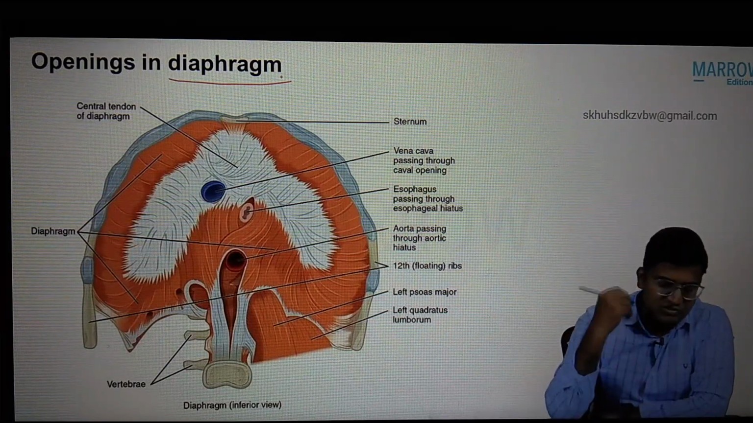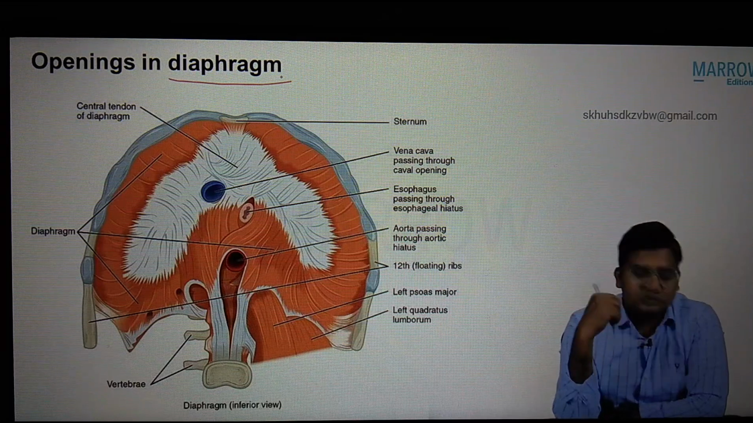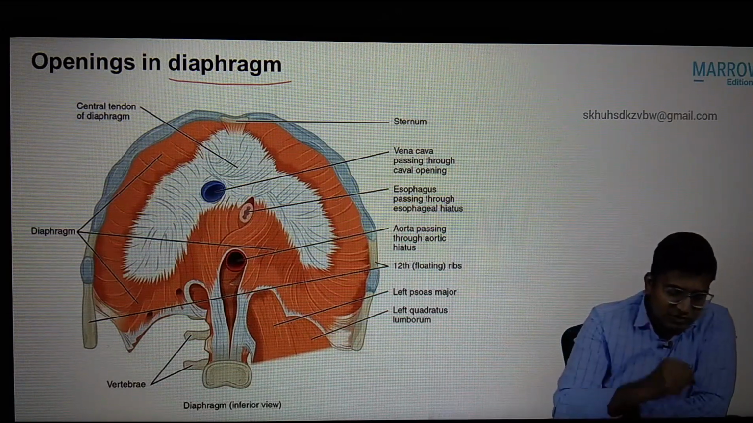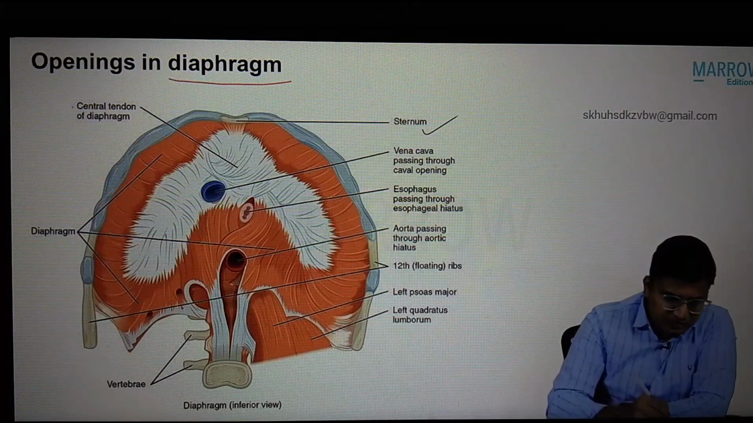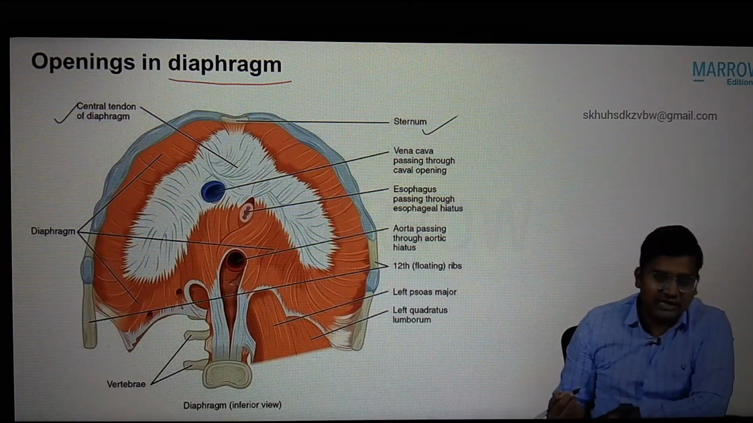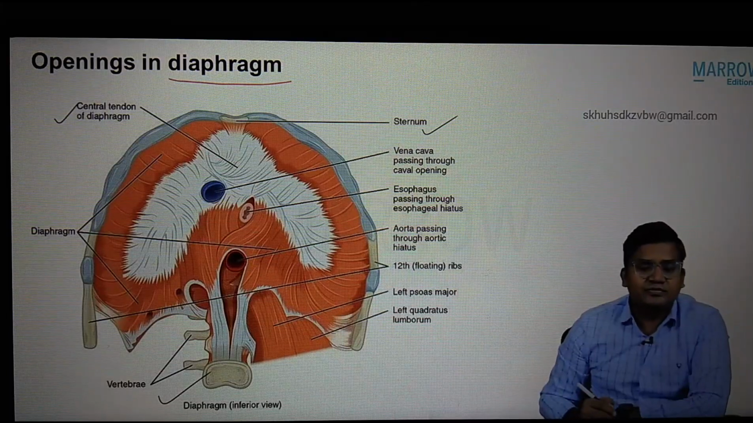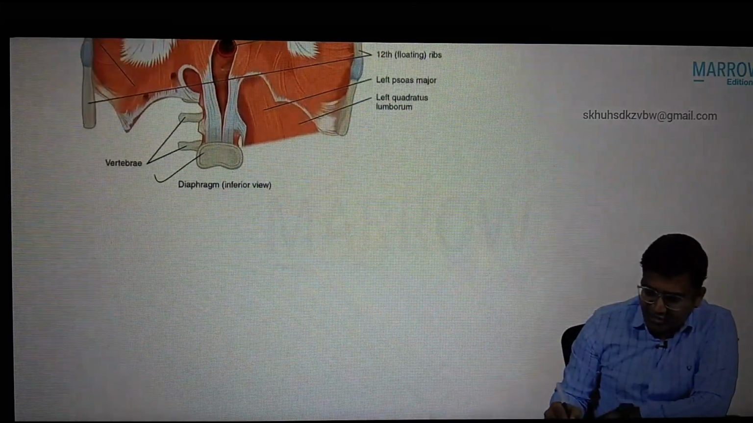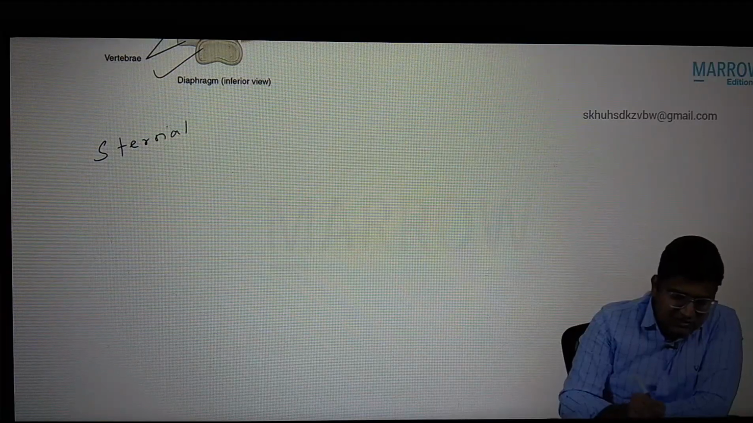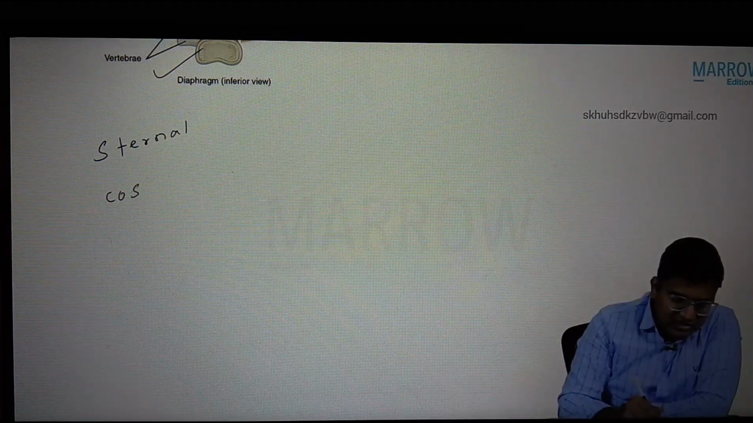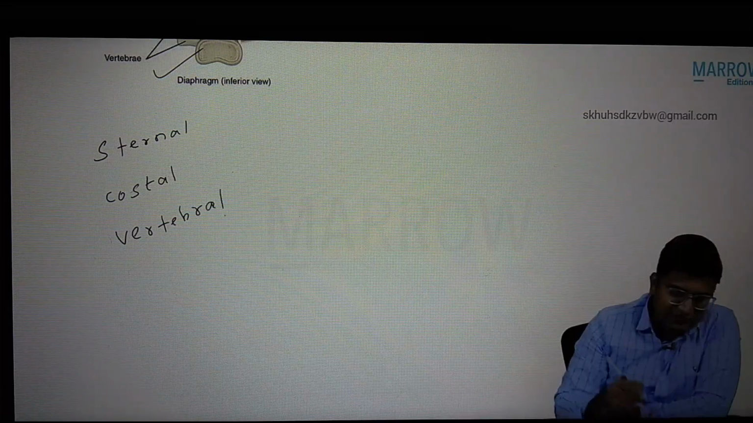Now, what are the origins of the diaphragm? Diaphragm will take origin from three bones. So, the three bones surrounding the diaphragm, what are those? In the front side, sternum; on either side, costal cartilage and the ribs; and behind, vertebra. So, the diaphragm has origin from three bones: sternal origin, costal origin, and vertebral origin.